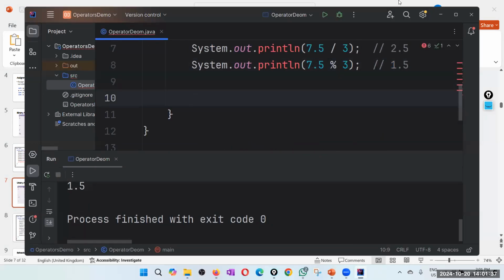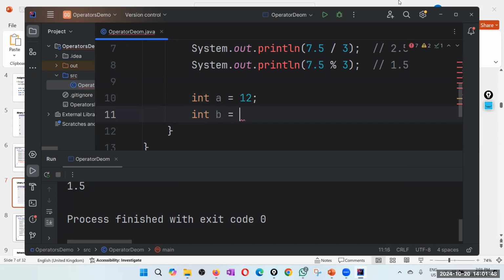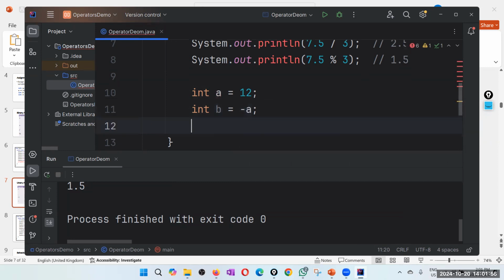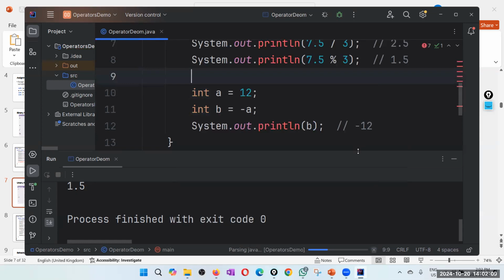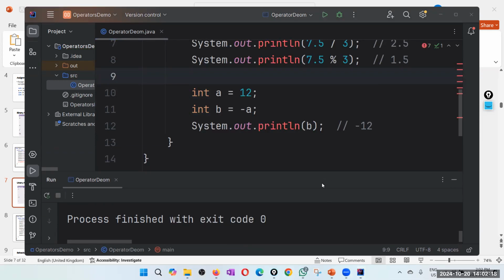Let's say I have a variable int a equal 12. If I want, I can say int b equal minus a. So that is the minus operator. Therefore b will be minus 12. S out b, so that will be minus 12. We can run it. It is minus 12.